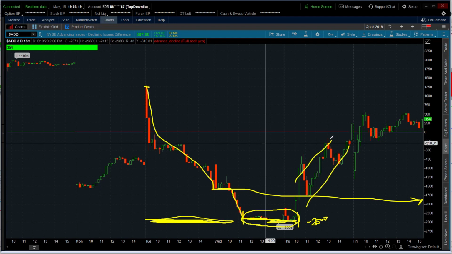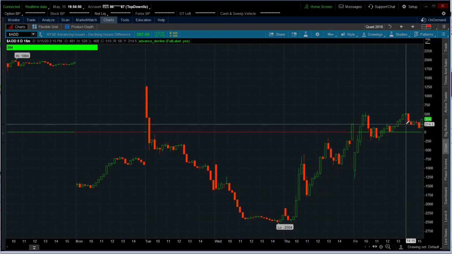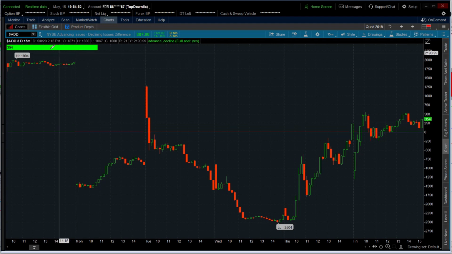Advancers, decliners on Thursday made it to where? Barely broke zero only at the end of the day. Friday opened negative and then did what all day? Advancers and decliners just kind of undulated here, hit a top at 500 and came into 354. All right, so that's the MGI of the advance decline line.